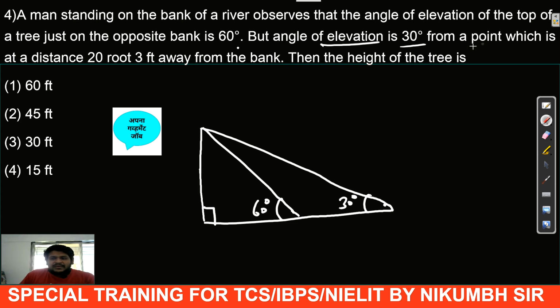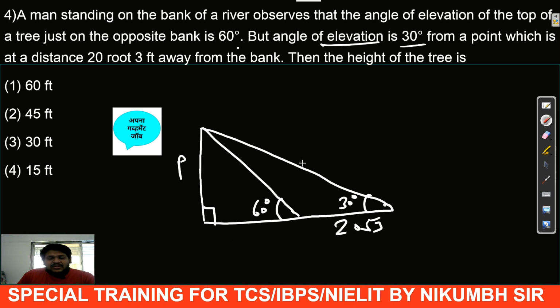Okay, so one more thing is that the tree is at a distance of 20 root 3 away from the bank. So suppose this is my bank, and this is 20 root 3. Then the height of the tree means obviously we have to find P again, the perpendicular. Then this is the base. Now see, this is 20 root 3, and this angle is 30.